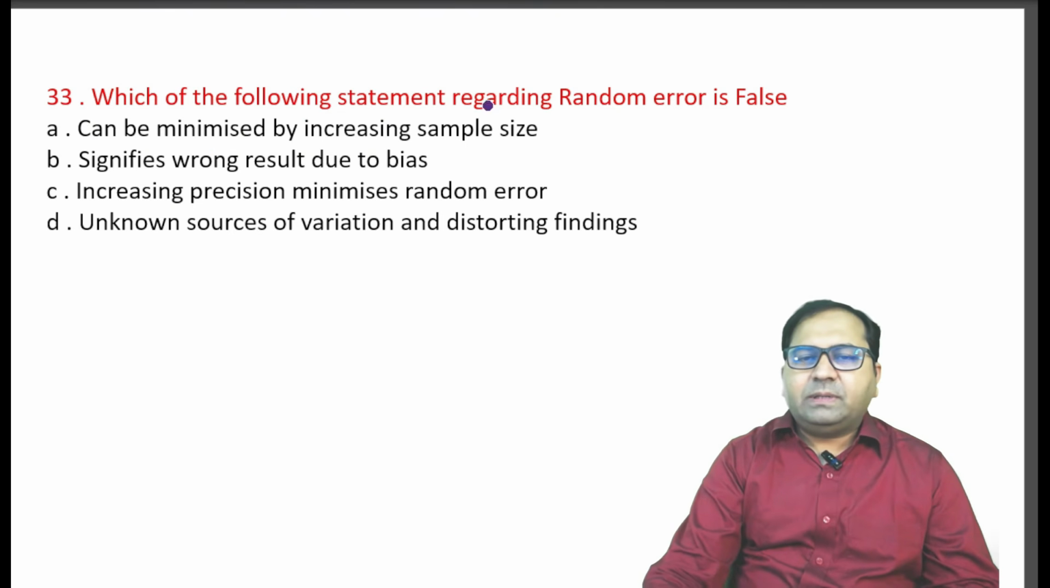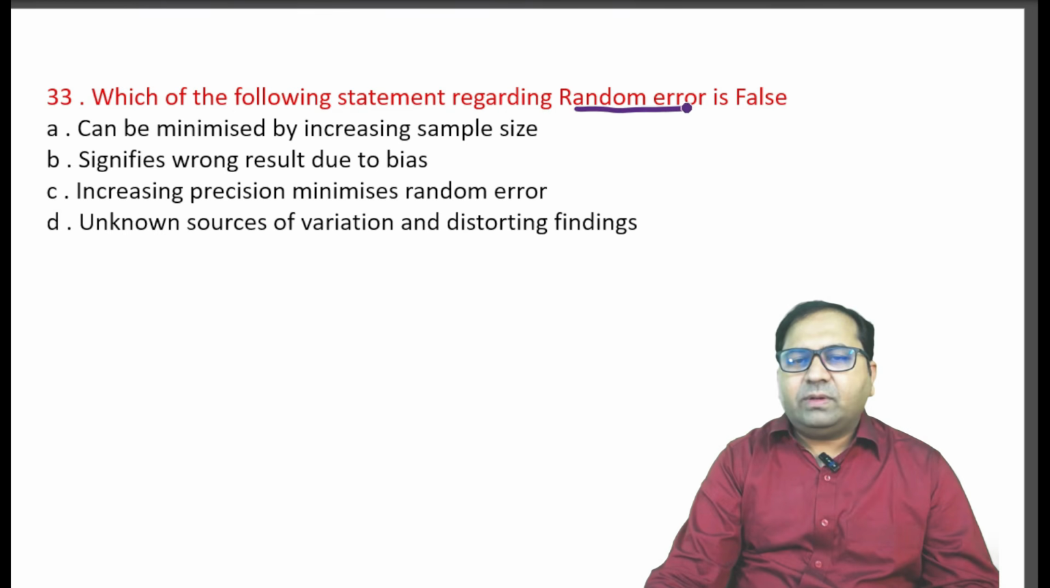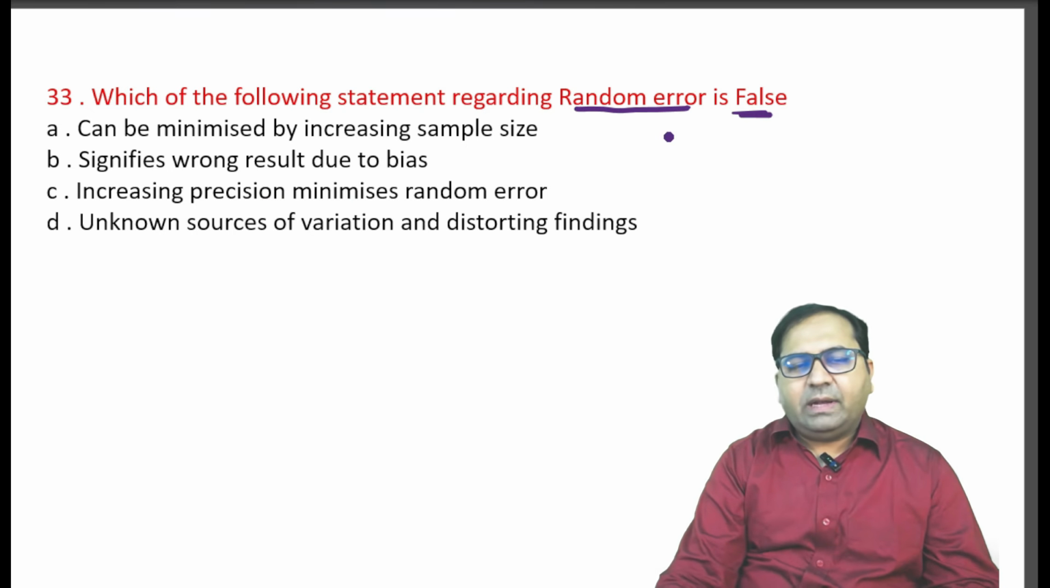Which of the following statements regarding random error is false? The options are A, it can be minimized by increasing the sample size. B, it signifies wrong result due to bias. C, increasing the precision minimizes the random error. Or D, unknown sources of variation and distorting findings.